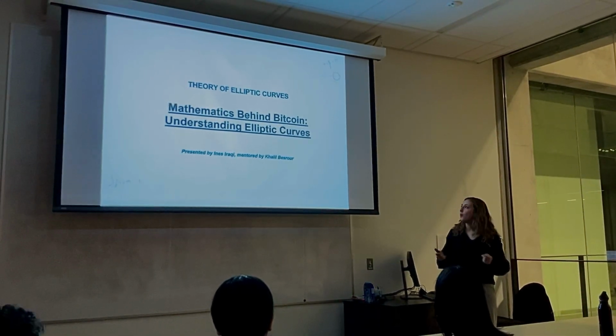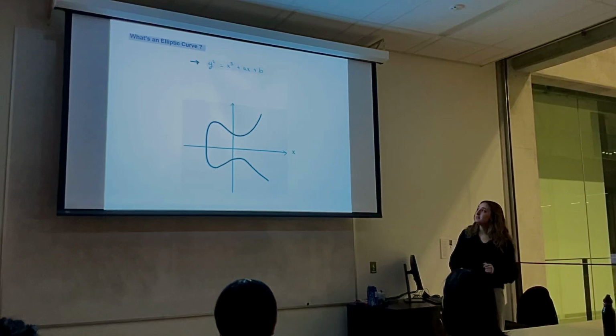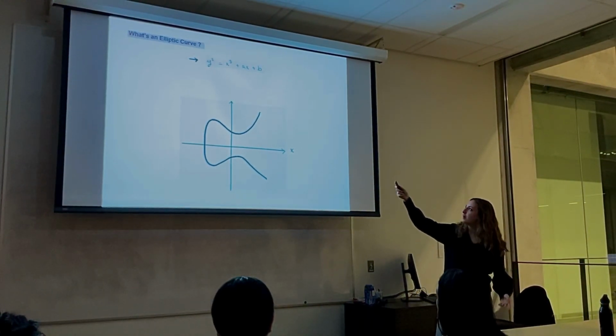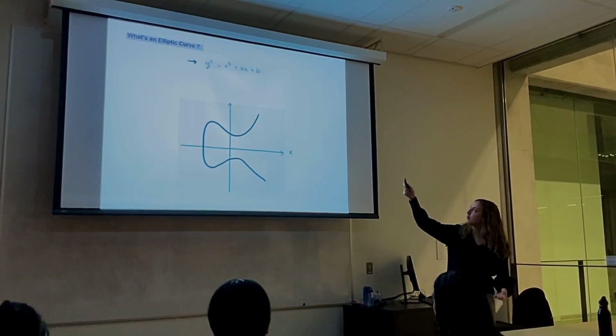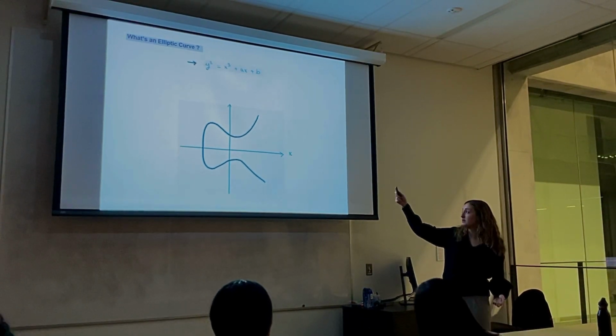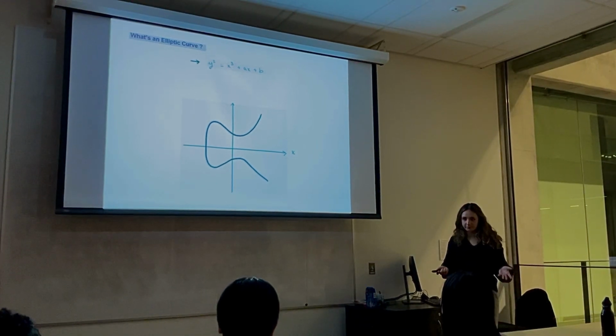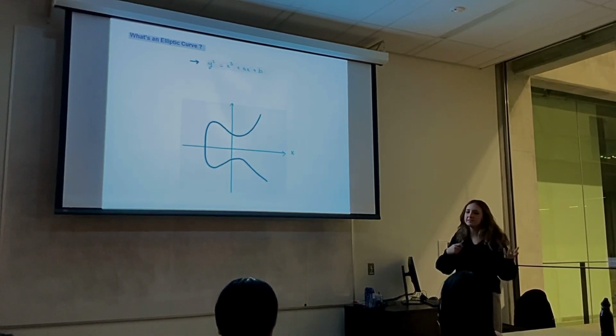First of all, what's an elliptic curve? An elliptic curve is something that looks a little bit like this, and its expression is y^2 = x^3 + ax + b, and let's consider for now that a and b are real numbers, okay? It has a little bit of specificities.